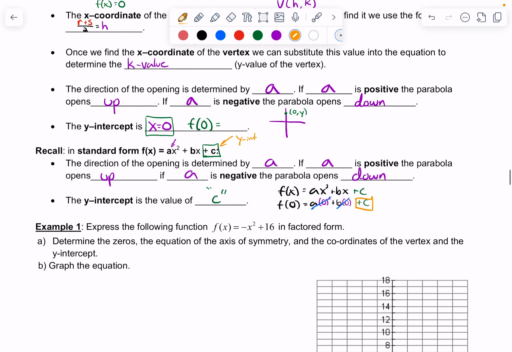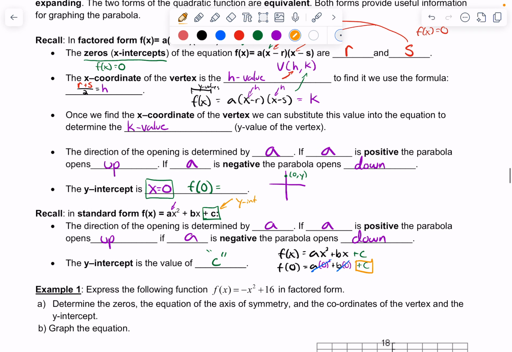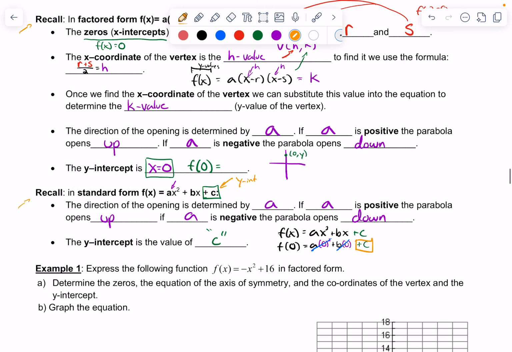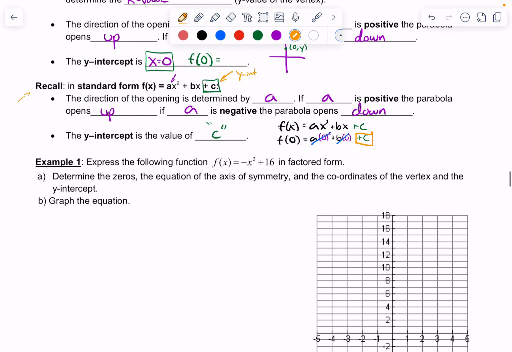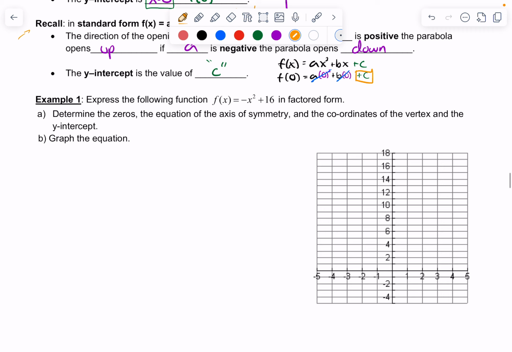So again, this is a recap from grade 10 and also some of it being from unit 1. But that's okay if you can't remember it. We're going to do lots of practice, all right? So let's go through example 1 here. Express the following function in factored form.